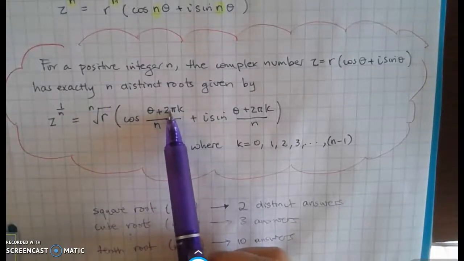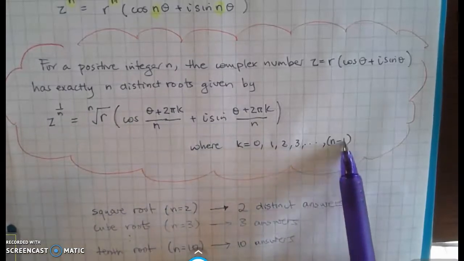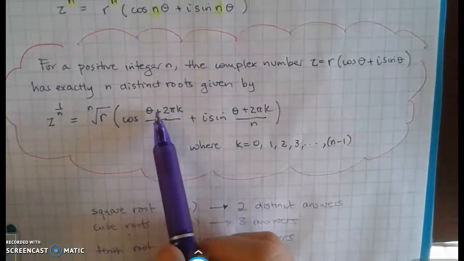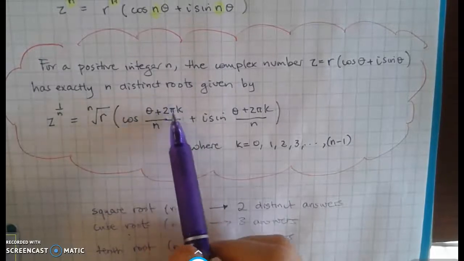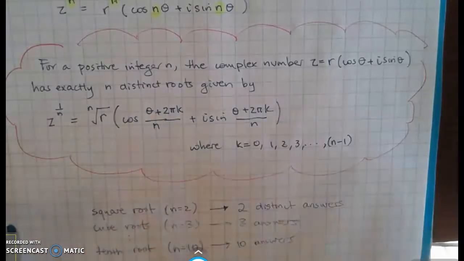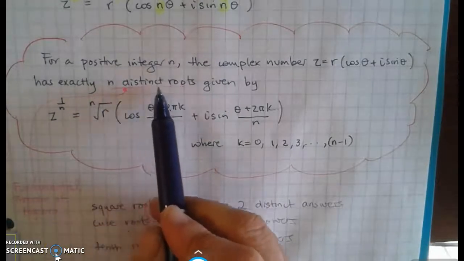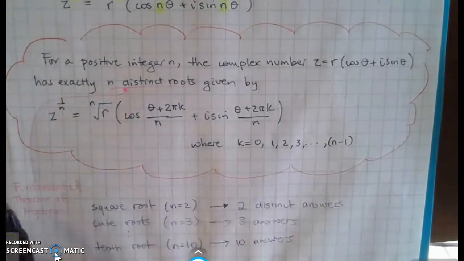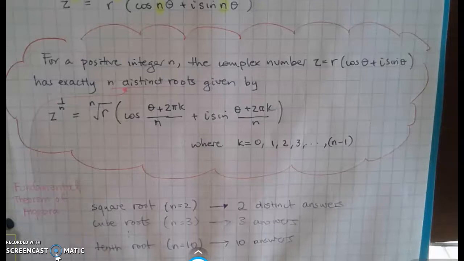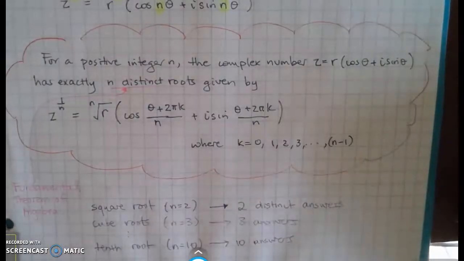And the reason we are adding 2 pi times k, where k is 0, 1, 2, 3, 4, all the way to n minus 1, is because cosine has coterminal angles. So we're just adding the full period, which is 2 pi. And the idea of n distinct roots comes from the fundamental theorem of algebra, which states that a polynomial with degree n has exactly n zeros in the complex number system. And you're going to see that as we tackle some examples.